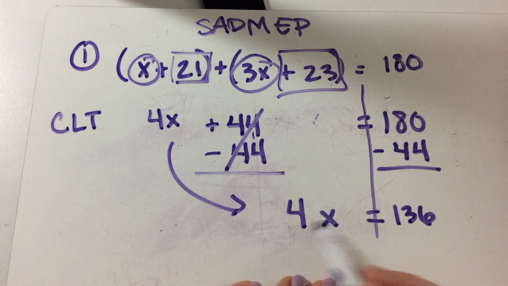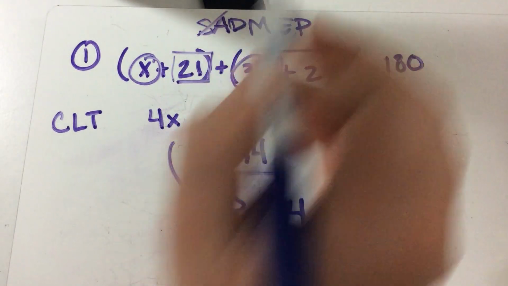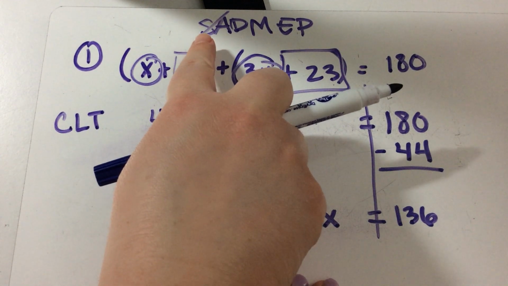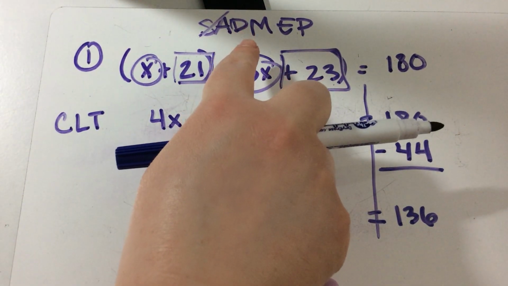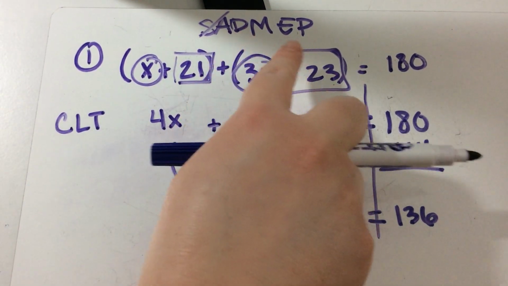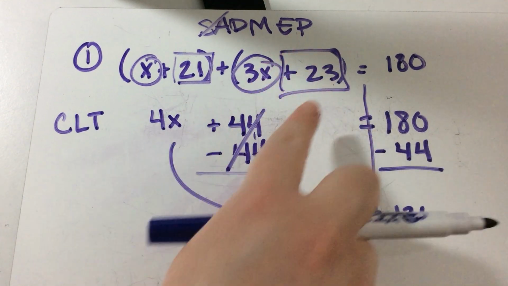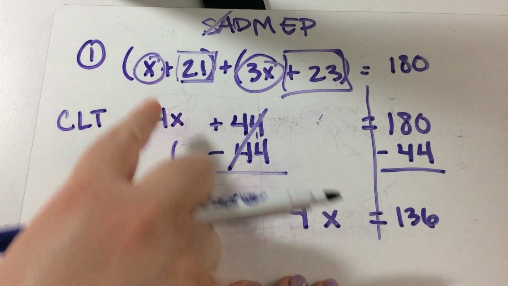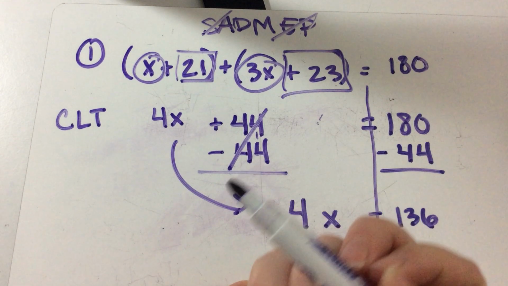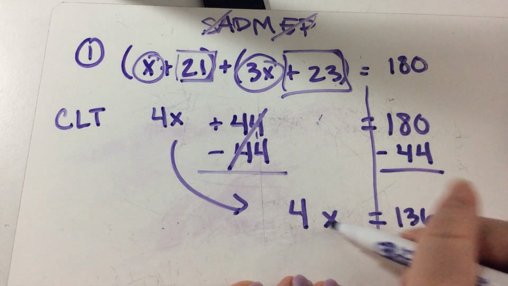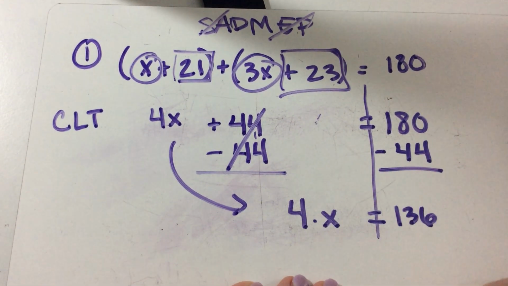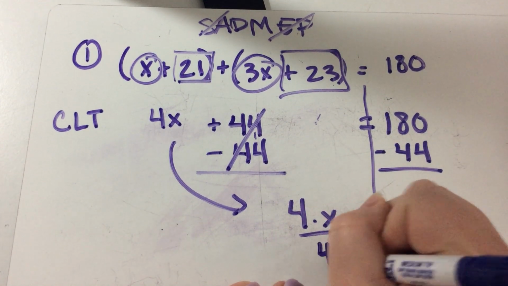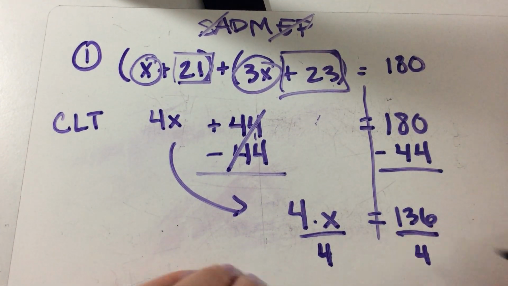And now with 4x, again, I've taken care of the subtraction addition part. Now I'm on the division multiplication part. We don't need to worry about exponents or parentheses because we got rid of the parentheses in the first step, and there are no exponents. So I don't need to worry about that. And 4x is the same as 4 times x. So I need to divide by 4. Do that on both sides.